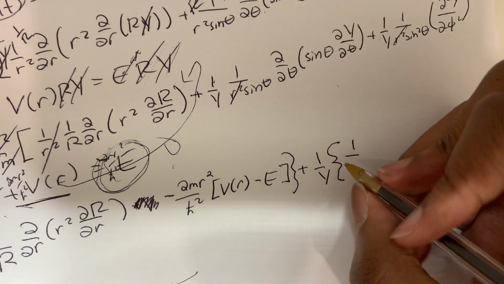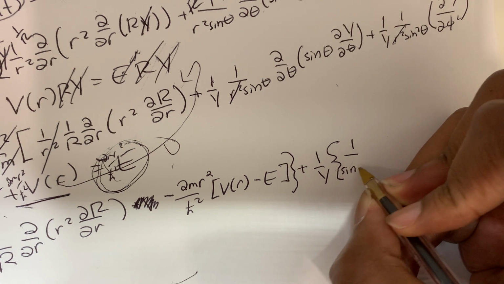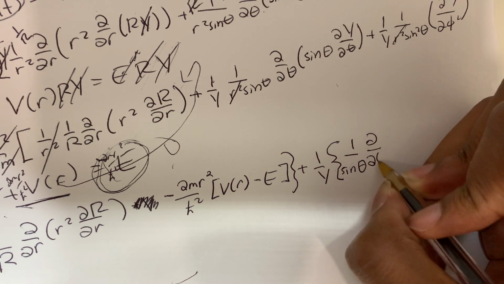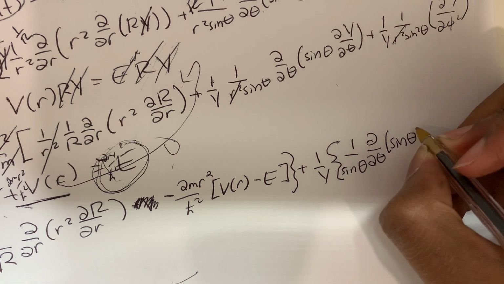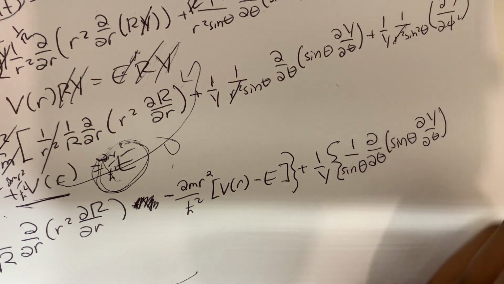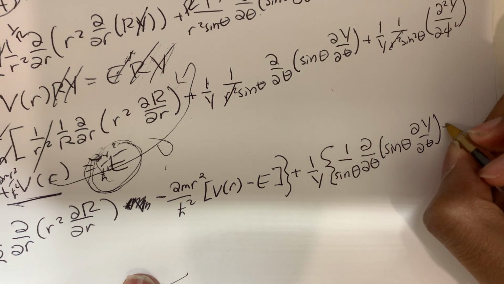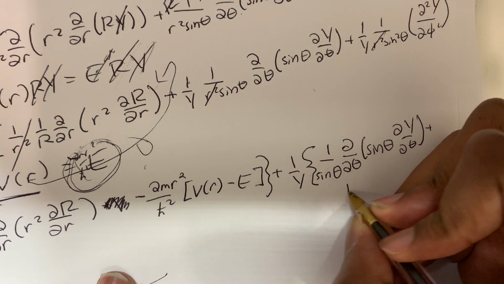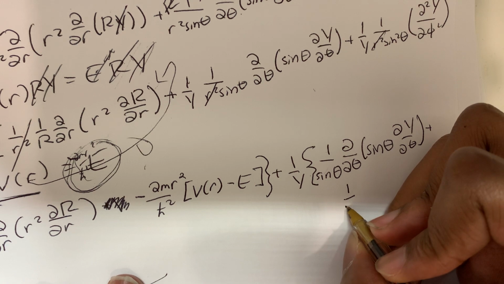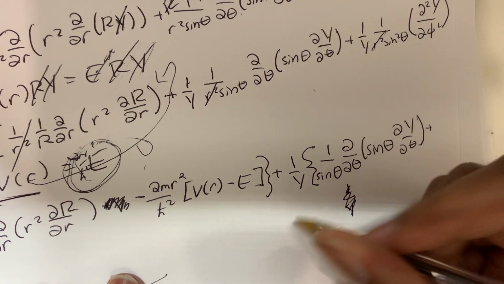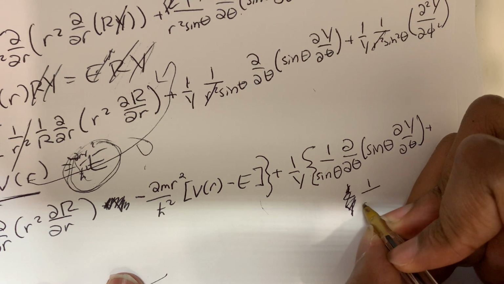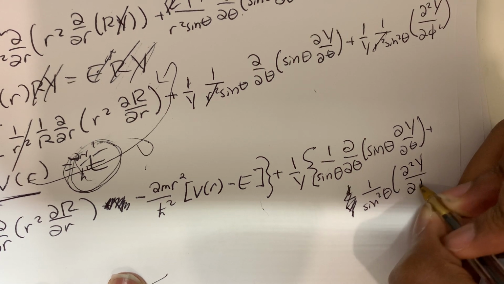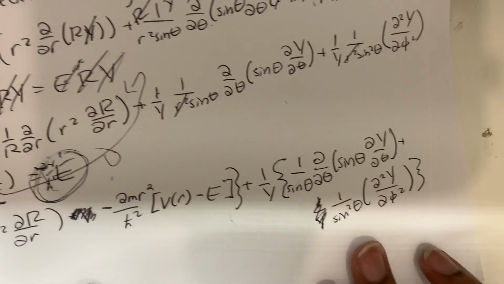So 1 over y times 1 over sine of theta, partial over partial theta of sine theta partial y over partial theta. Running out of space here. Plus, yeah, I'm going to put this term over here. So plus 1 over y. So not 1 over y, that's already factored out. Plus 1 over sine theta, sine squared theta, second partial of this phi. Okay, and curly brackets here.